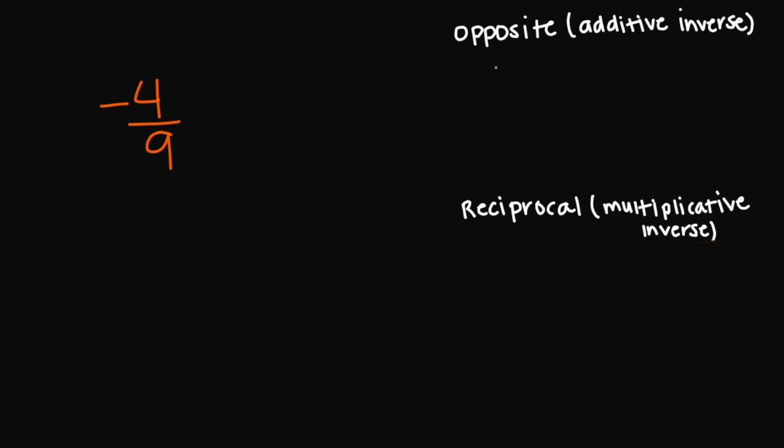Negative 4 over 9. The opposite of negative 4 over 9 is going to be a positive 4 over 9. And the reciprocal, if I flip my numerator and denominator, is going to be 9 over negative 4. And remember, you can put your negative sign in the denominator, you could put your negative sign in the numerator, or you can just keep your negative sign in the middle of your fraction.